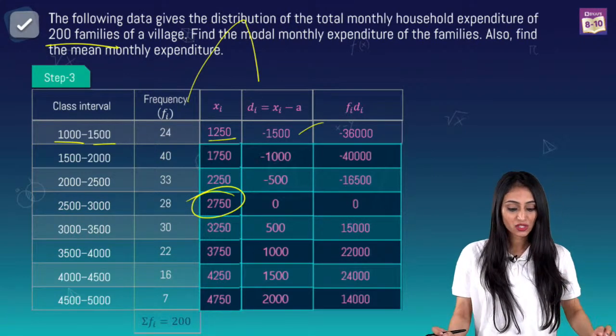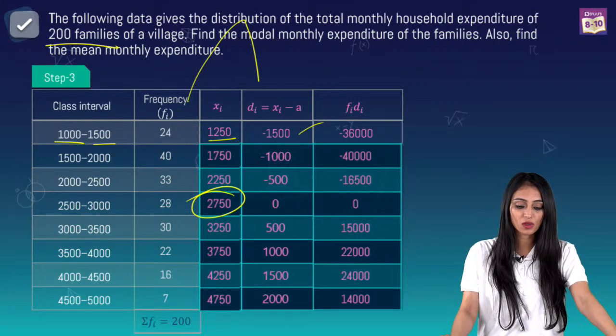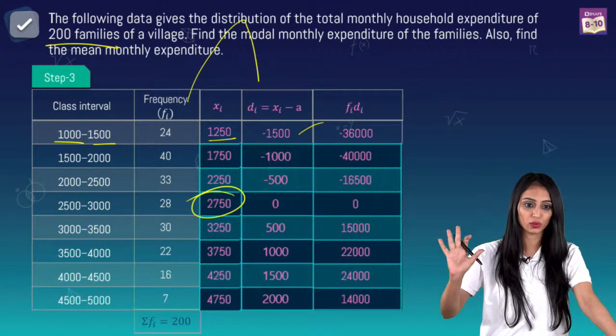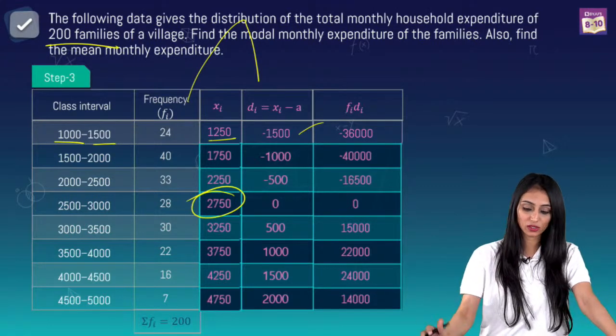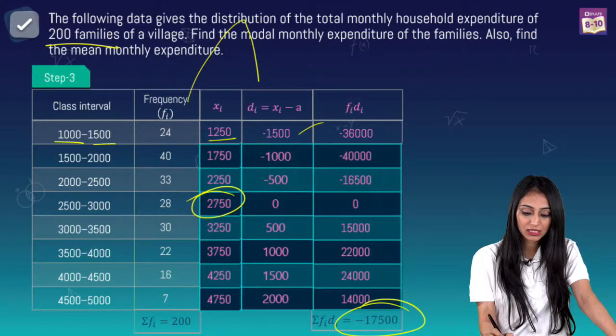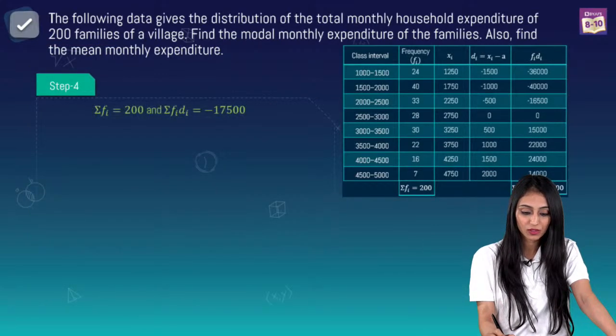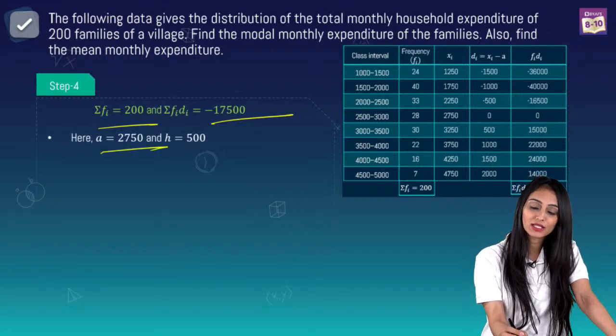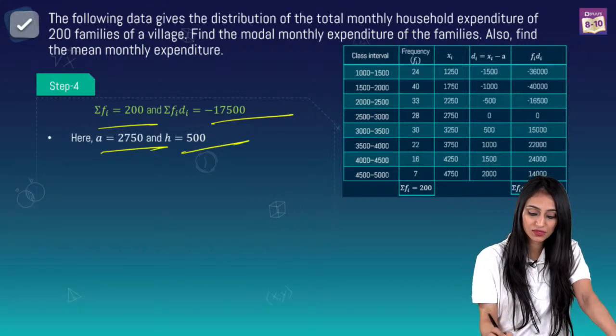Yes. Actually, the values are bigger. So this is also one reason that we are not using direct method over here. Rest, it depends all on you. Whichever you find easier, you can use that. So summation fi di, that's minus 17,500. So this is summation fi, this is summation fi di. And what is assumed mean? That's 2,750. H is 500.